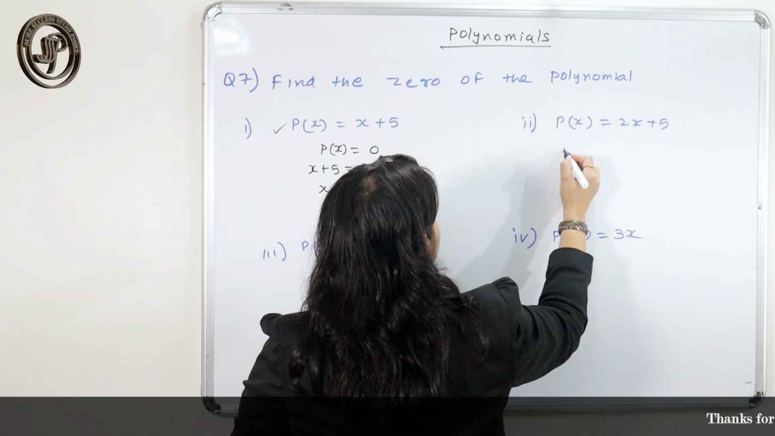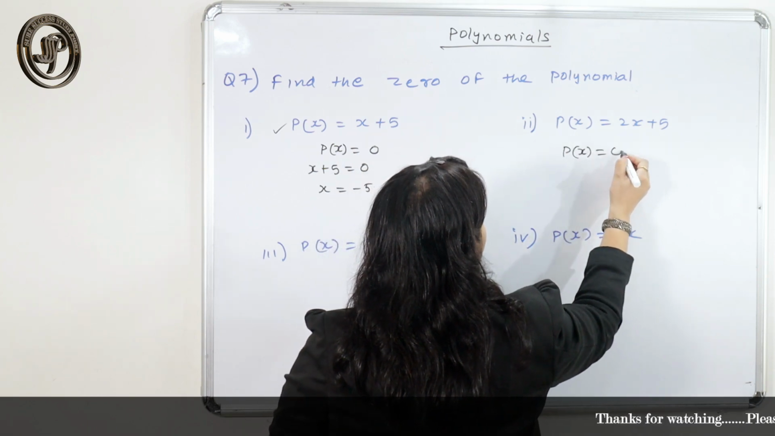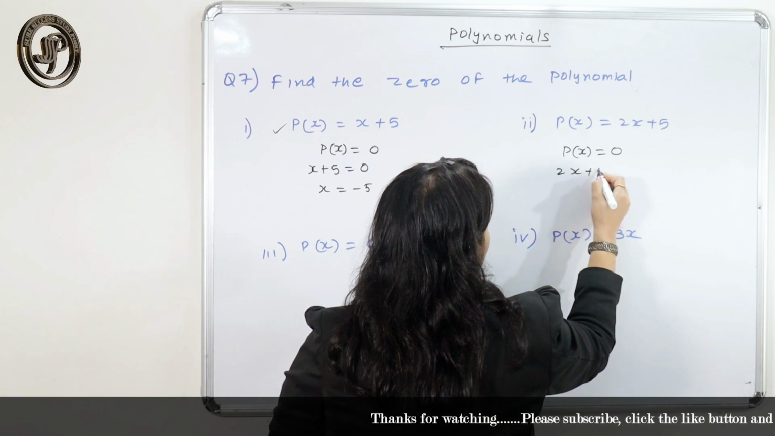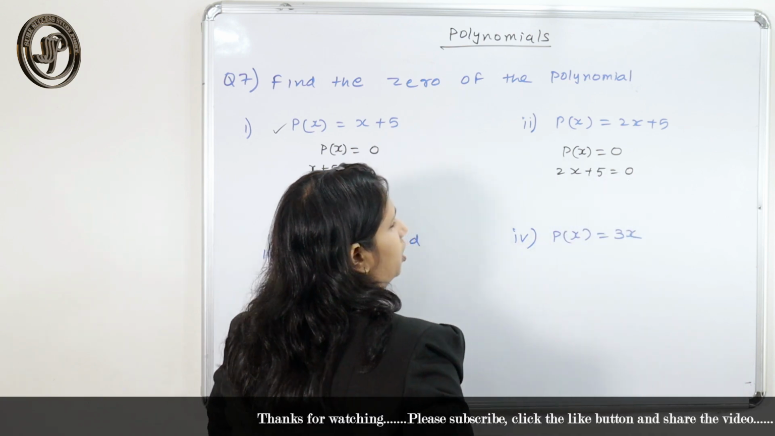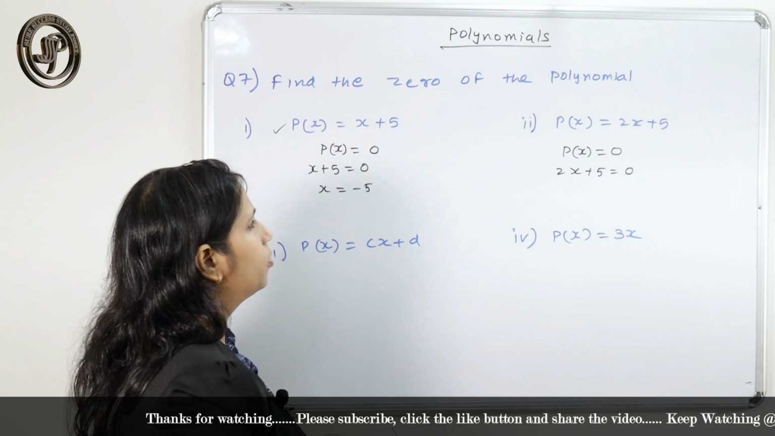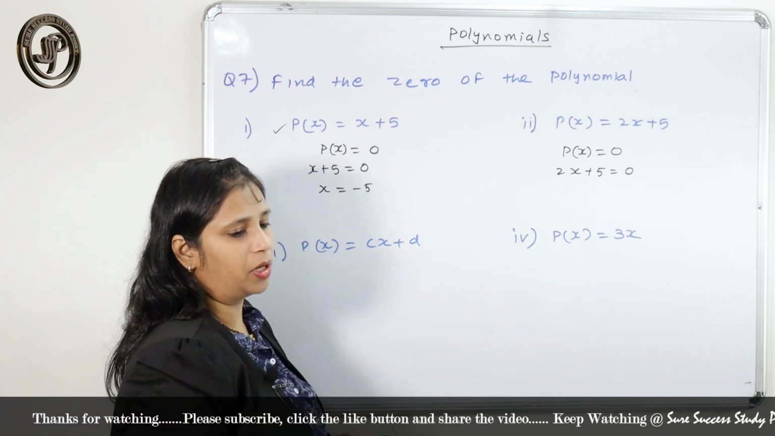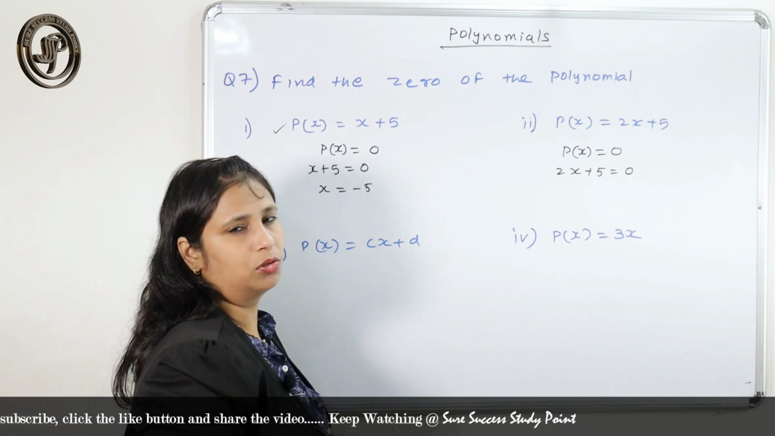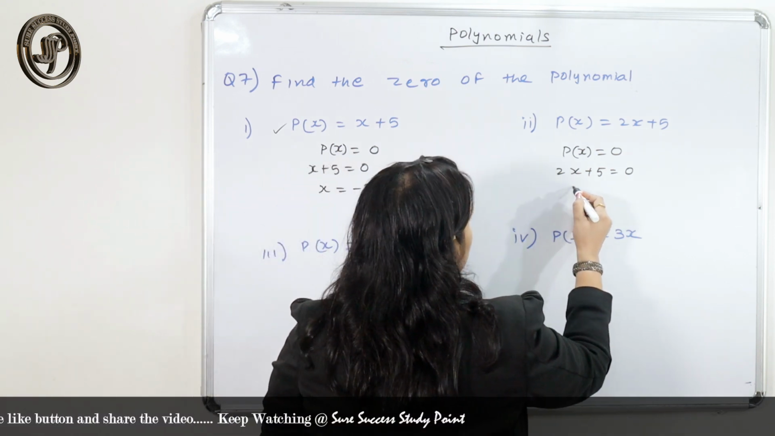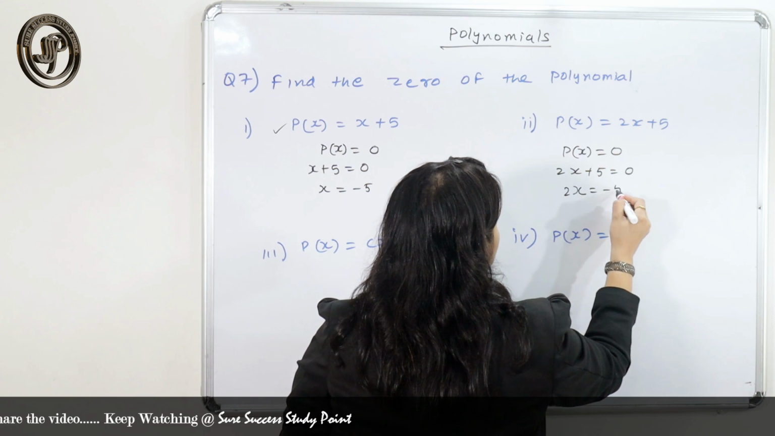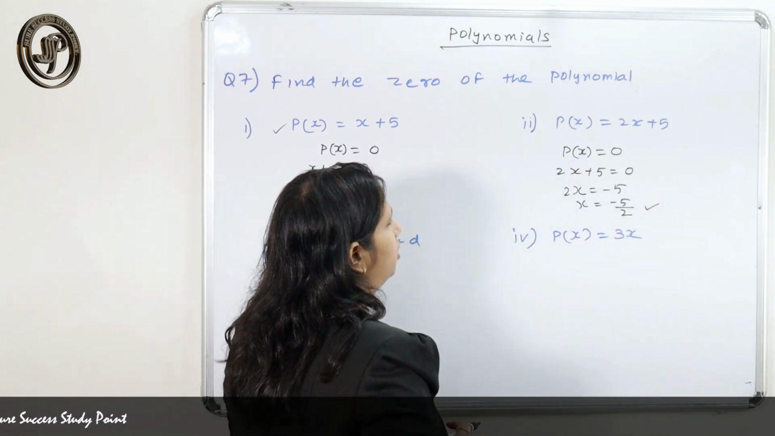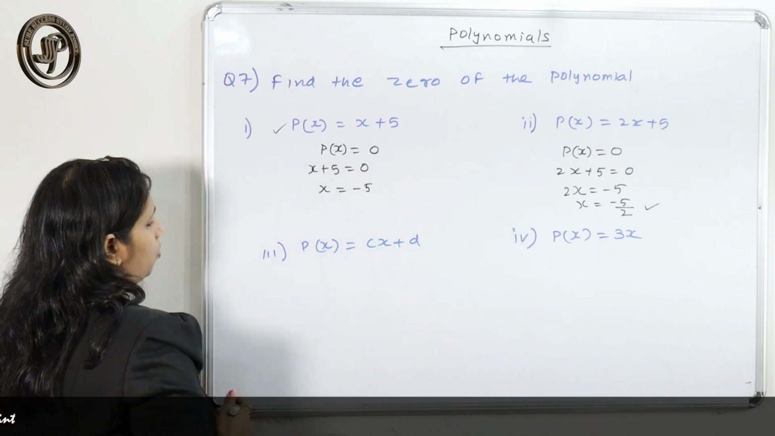Now here also, what do we do in order to find the zeros? Put p(x) equals 0. So 2x plus 5 is equal to 0. Whenever we need to find the zero of the given polynomial, we just make that polynomial equal to 0. So here 2x is minus 5 and x will be minus 5 by 2. So that is the zero of that given polynomial.